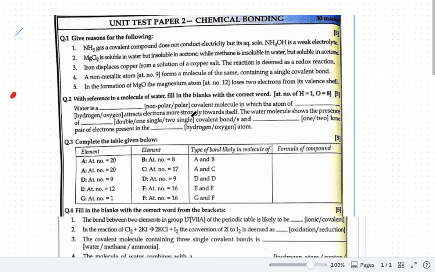Welcome all of you. So, give reasons for the following. This is unit test paper for chemical bonding class 10 ICSE.